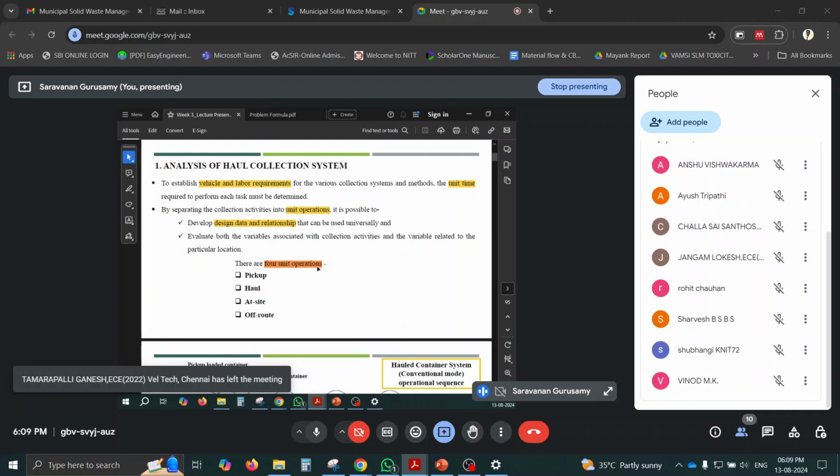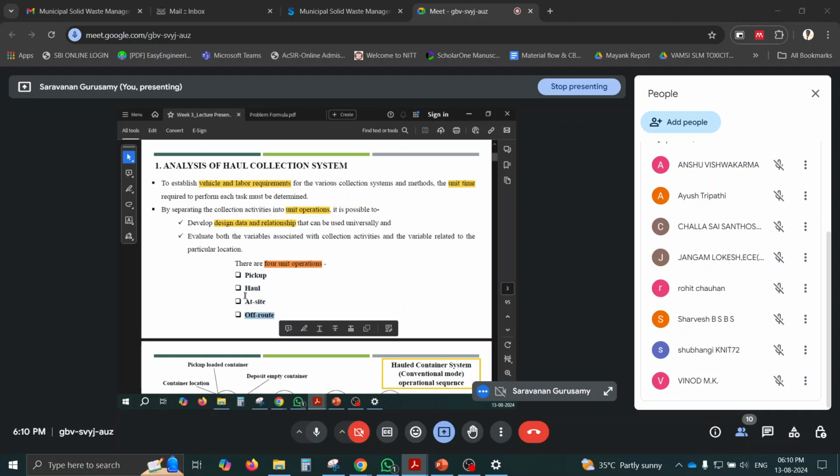In both analyses we are going to discuss the 4 unit operations: pickup, haul, at site, and off route. This is the basis of the whole analysis. The analysis and the formulas are based on how much vehicle and labor are required, and what unit time is required to perform each task. These are all combined in the 4 unit operations: pickup, haul, at site, and off route.